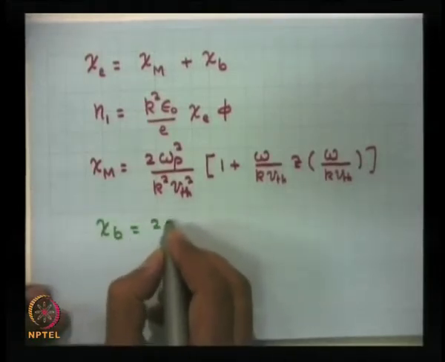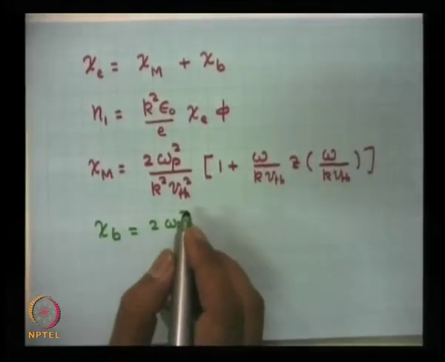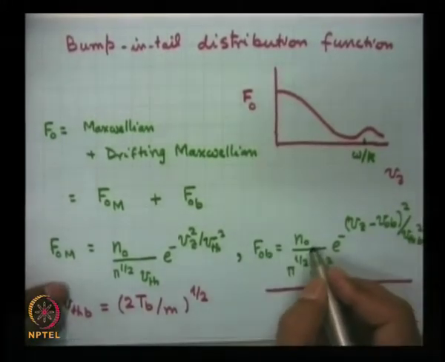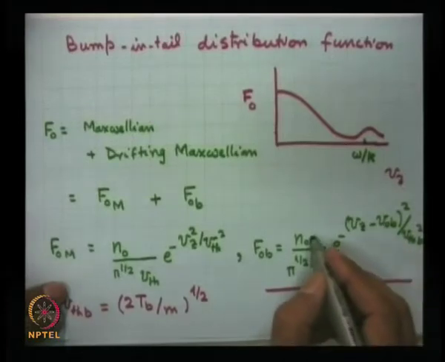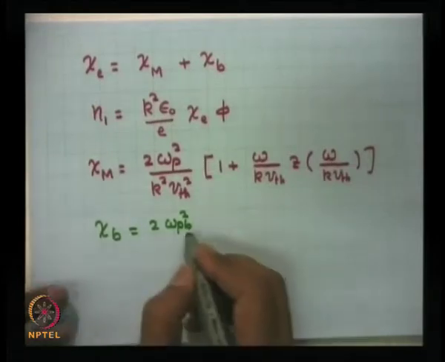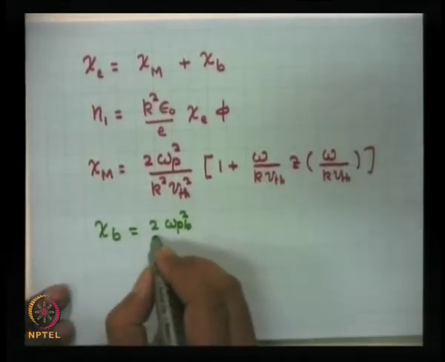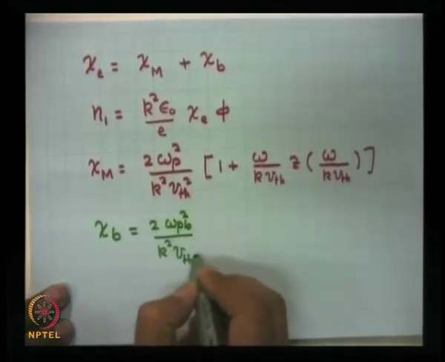This is twice omega pb square. I may have forgotten to mention that the drifting electrons may have a different density than the density of electrons that I had written earlier. I will call it N0b. So, if I take this density N0b, then the corresponding plasma frequency will be omega pb upon k square V thermal of the beam electrons square.